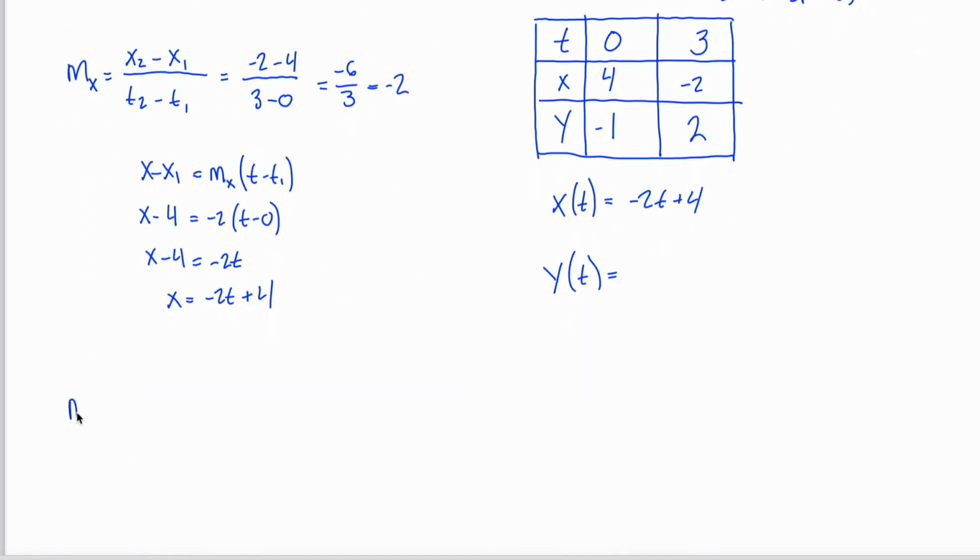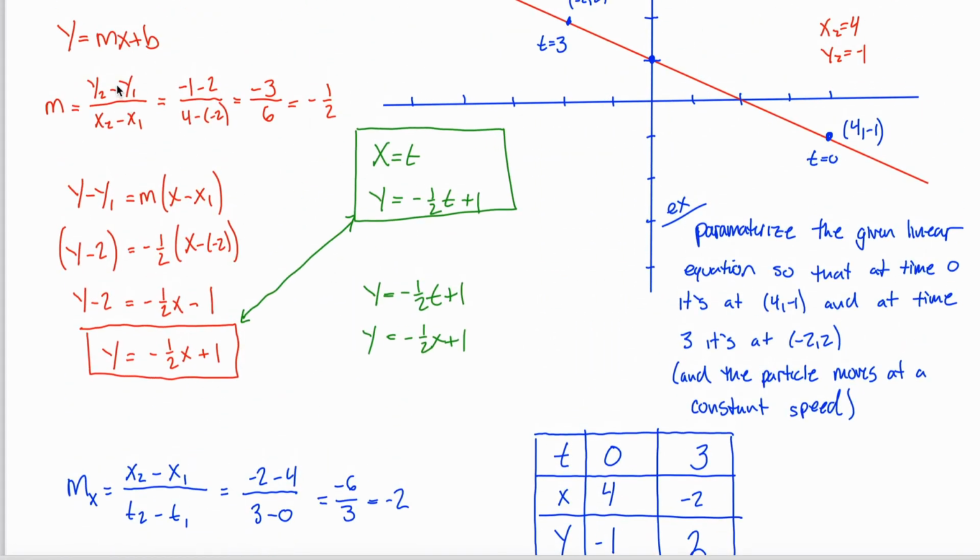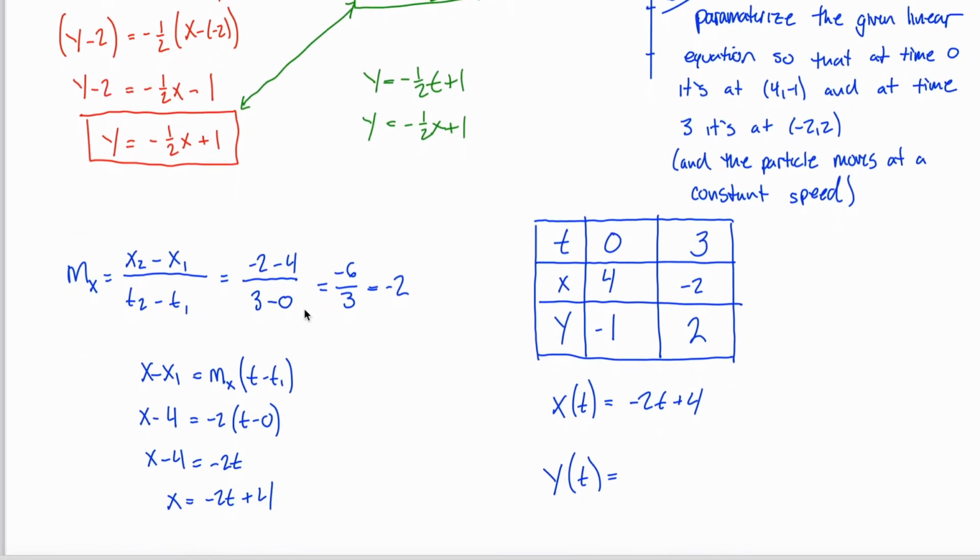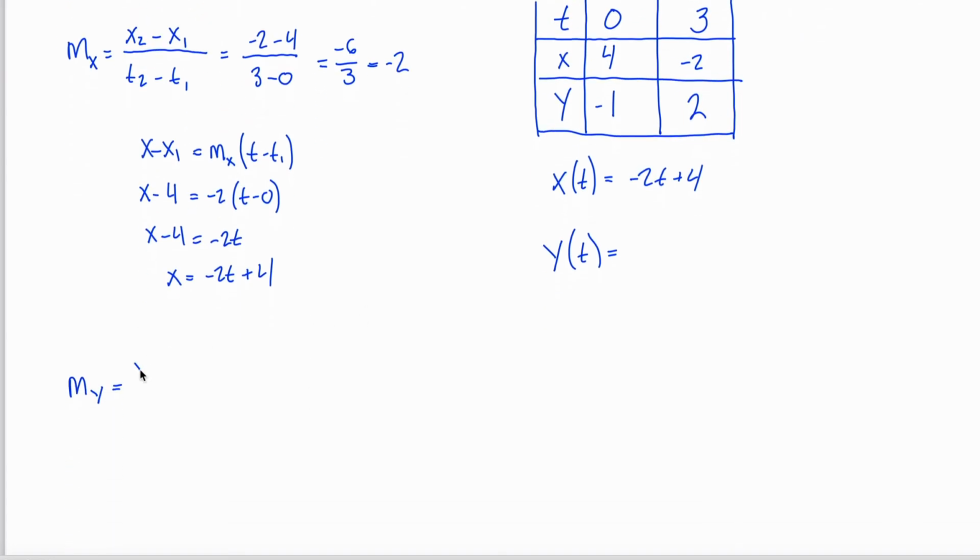First, I want to figure out the slope. Maybe I'll denote it m with a little y in the subscript, so I keep straight the fact that I'm talking about the slope of the y coordinate as a function of t. Instead of the difference in the y coordinates divided by the difference in the x coordinates, I'm going to want the difference in the y coordinates, the thing that I'm solving for, divided by the difference in the t coordinates, the variable that I'll end up writing y in terms of.